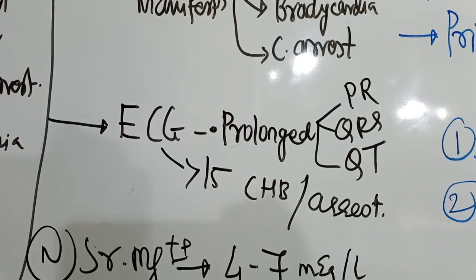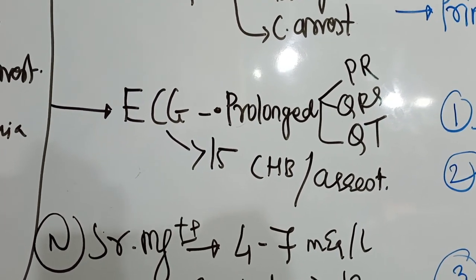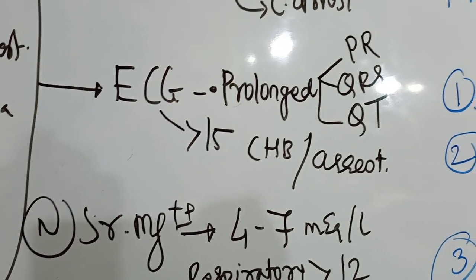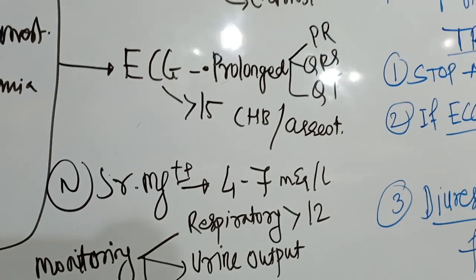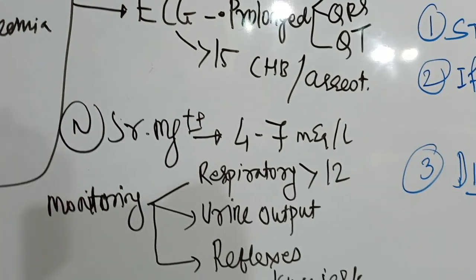If you see ECG changes in hypermagnesemia, there is prolonged PR interval, prolonged QT interval, broad QRS complexes, and whenever the level is more than 50 milligram per liter, there is complete heart block. The normal serum magnesium level window is 4 to 7 milligram per liter.